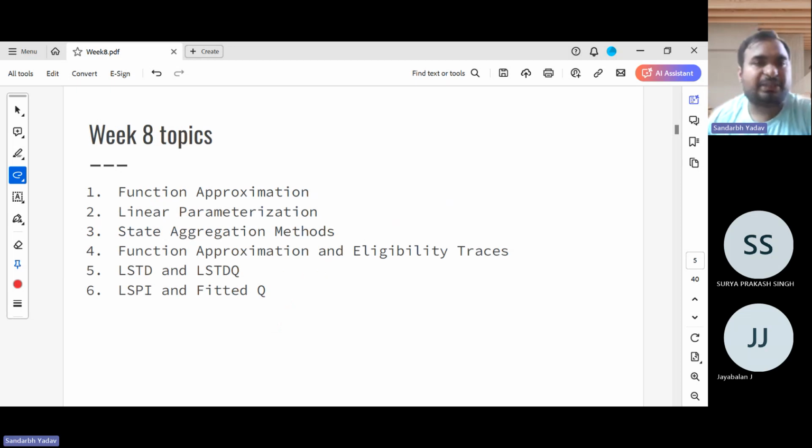These are the week 8 topics: function approximation. Till week 7 we were focusing on tabular approaches. We realized that if we have large or continuous state spaces and action spaces, it becomes infeasible to store this big table in our memory. So we went for function approximation approaches. One of them is linear parameterization. You can go for non-linear also; neural networks are non-linear.